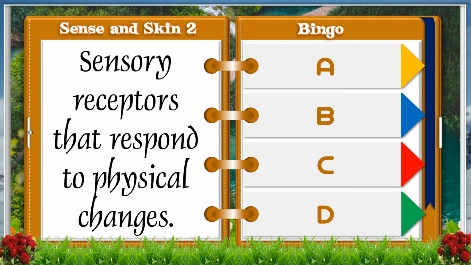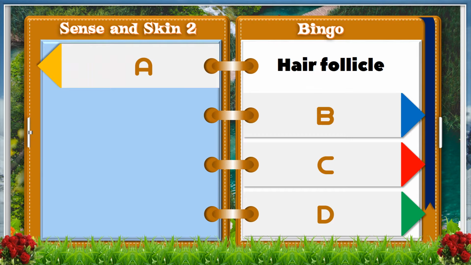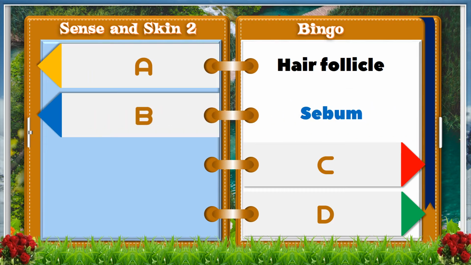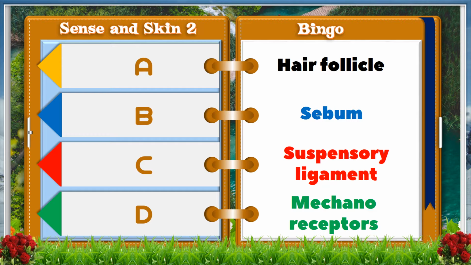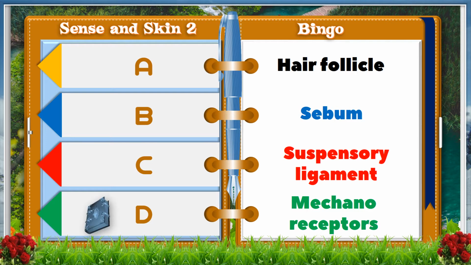Sensory receptors that respond to physical changes. A. Hair follicle. B. Sebum. C. Suspensory ligament. D. Mechanoreceptors. And the answer is D. Mechanoreceptors.